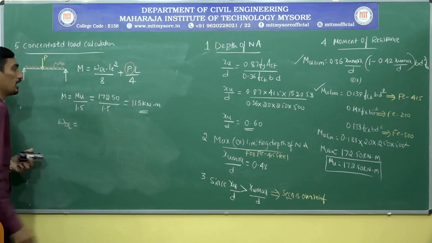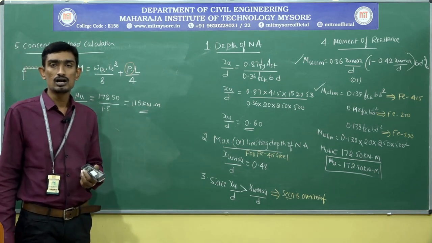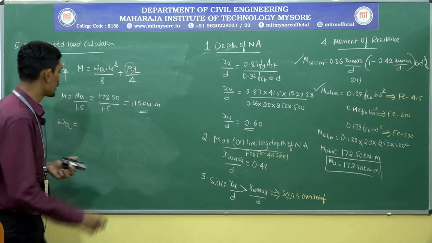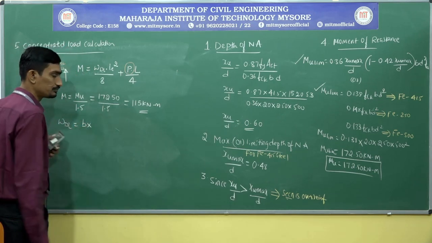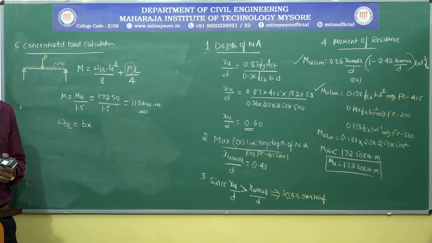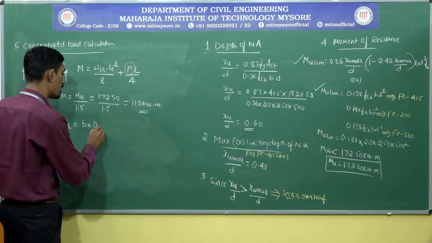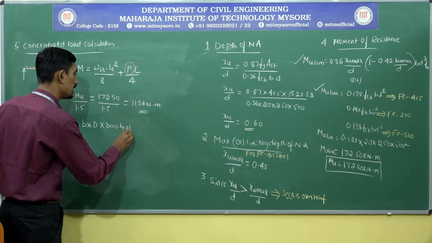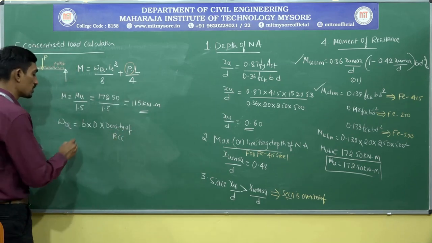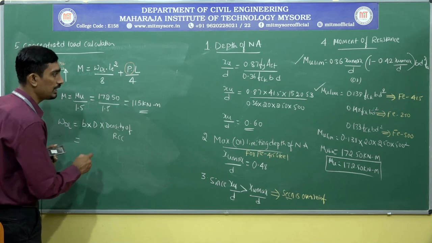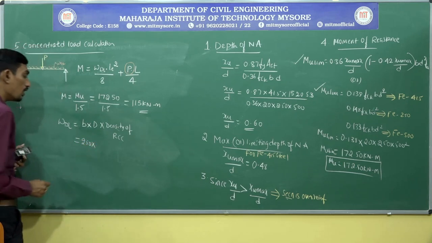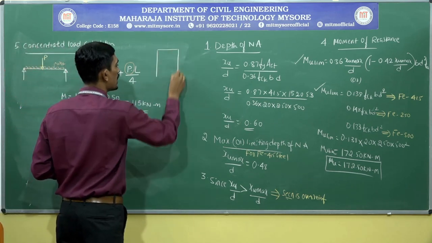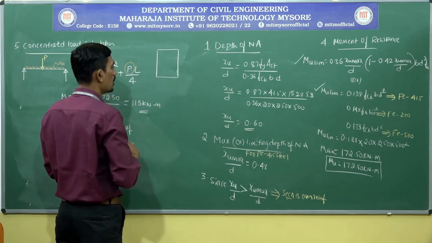How to calculate w DL? As I have specified, it is the cross-sectional parameters of a beam multiplied by the density. The cross-sectional parameters are b into the overall depth into the density of concrete. So now we already know the value of b, that is 250. Now we don't know what the overall depth is, because in the problem they have given effective depth, not overall depth.